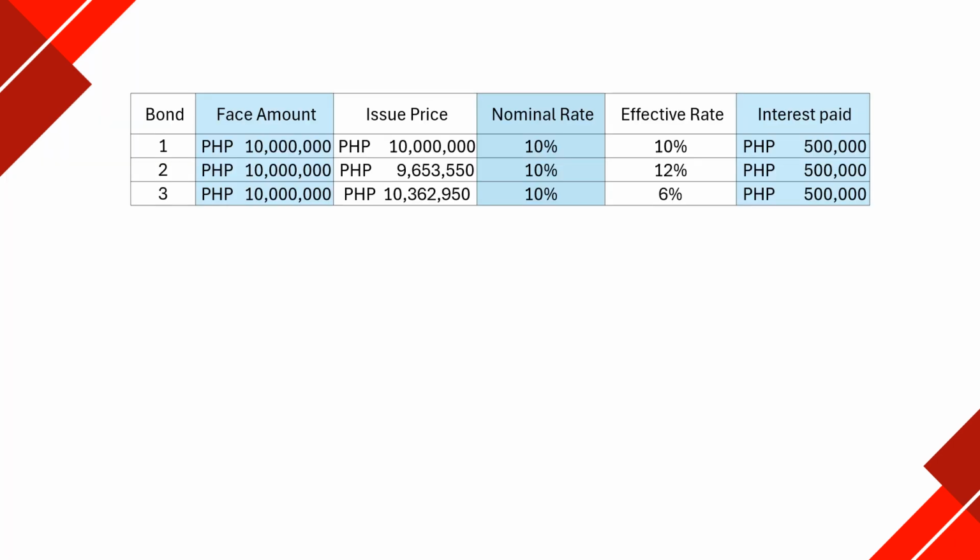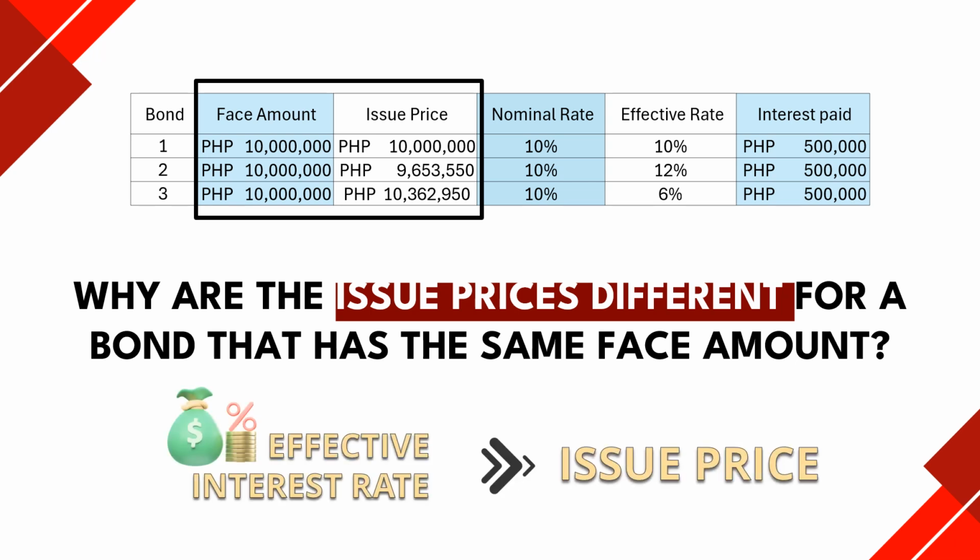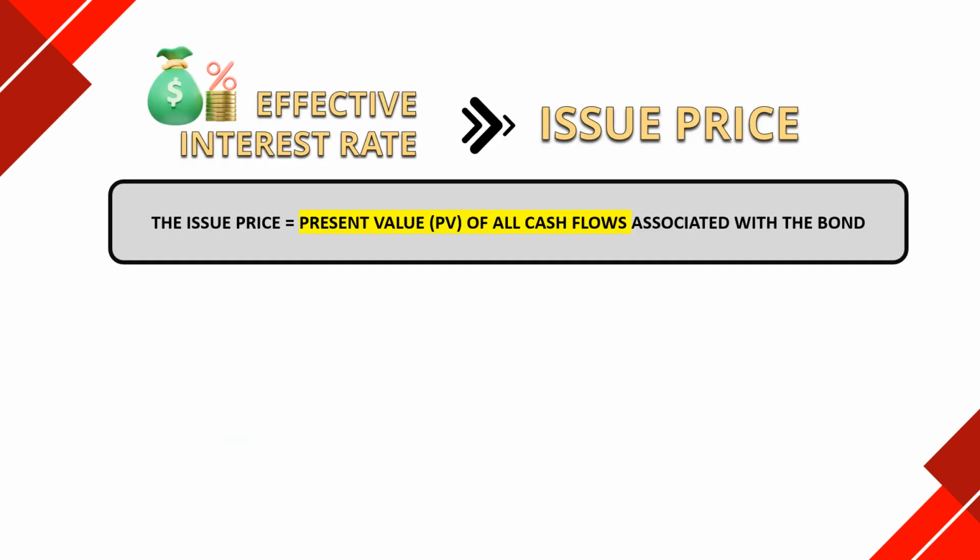Yung effective rate, on the other hand, will explain bakit ka nagkakaroon ng difference in terms of the issue price. Meaning, bakit nag-iiba yung fair value of bonds that have the same face amount? Right? So why are issue prices different from a bond that has the same face amount? It's because of their effective interest rate. Ayun o, nagkakaiba sila. Right? So now, let's take a deep dive.